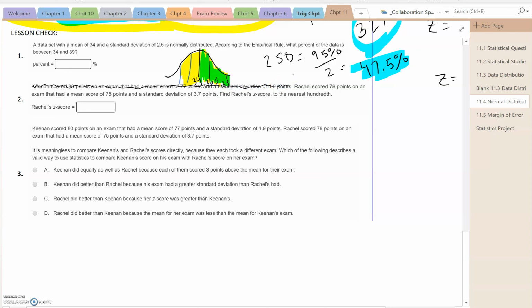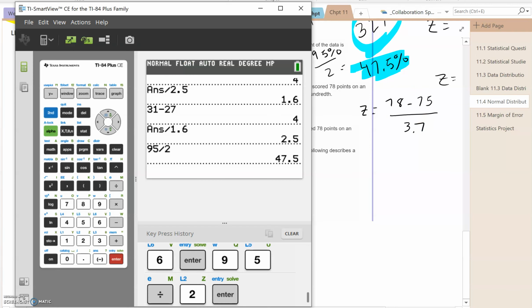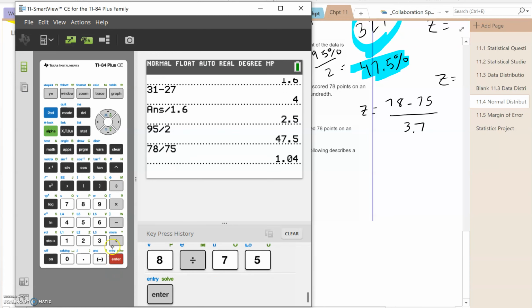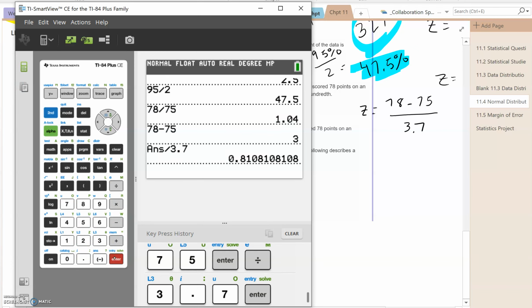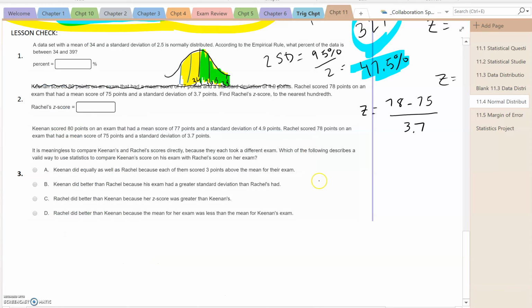So Rachel scored 78 points on an exam. So Rachel's z-score is 78 minus her mean, which is 75, all over her standard deviation, which is 3.7. So 78 minus 75 is 3. Divide that answer by 3.7. So Rachel's z-score to the nearest hundredth is 8.1.